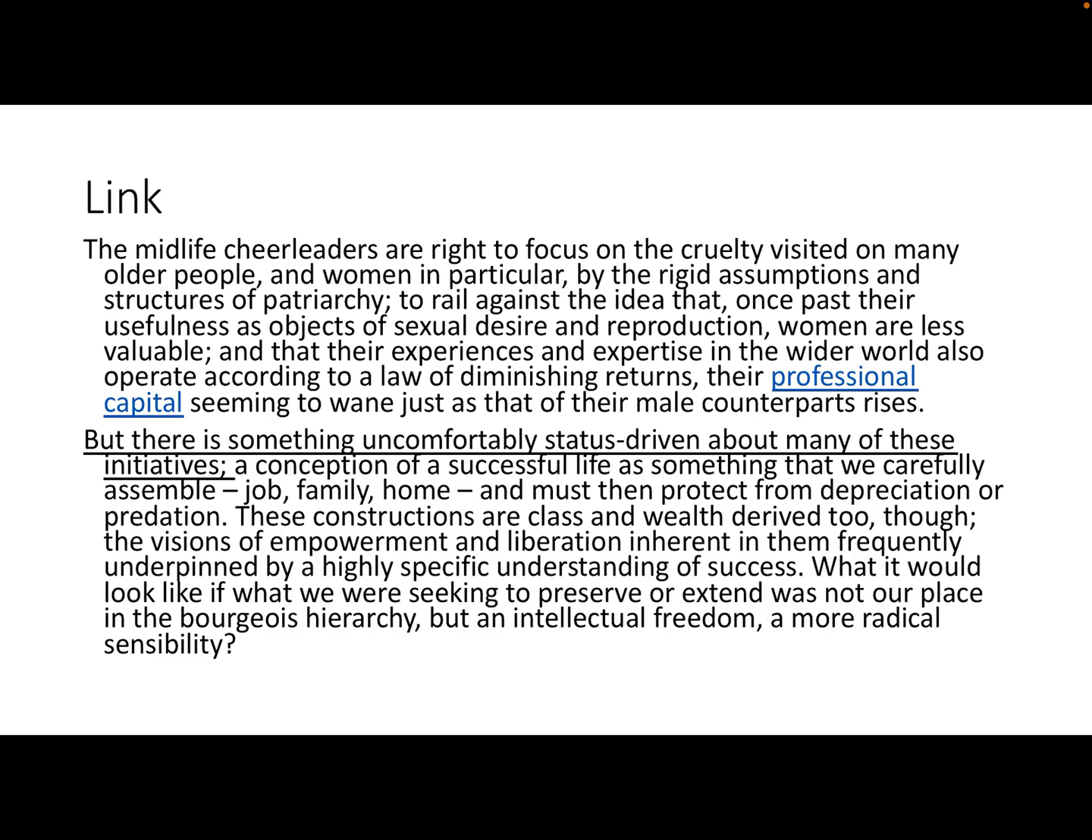Okay. So you need to think now, because this is the first part, what is that bit about? What is she trying to say?